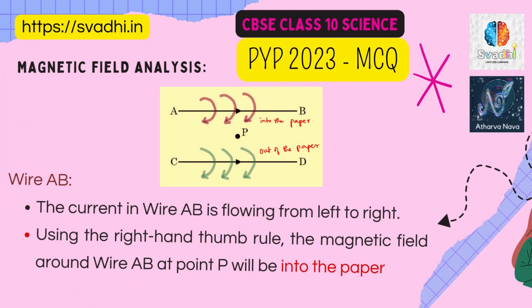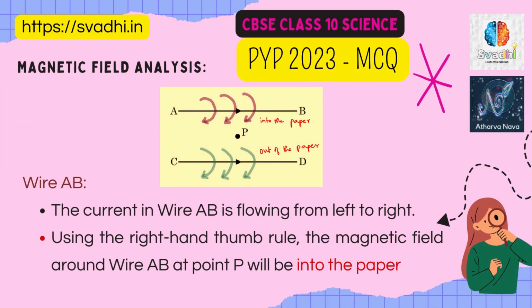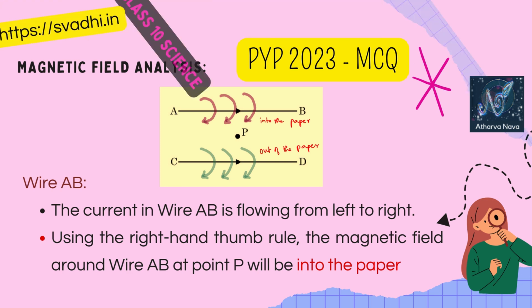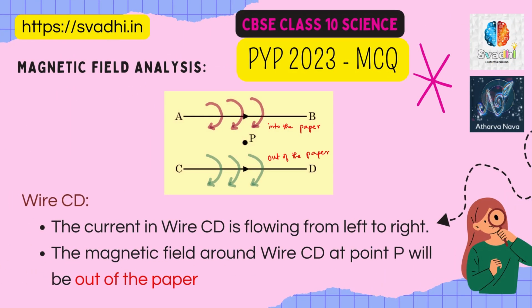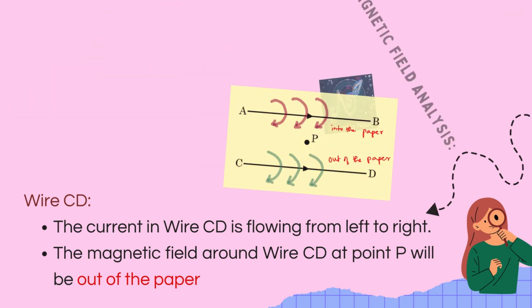Wire AB. The current in wire AB is flowing from left to right. Using the right-hand thumb rule, the magnetic field around wire AB at point P will be into the paper. Wire CD. The current in wire CD is flowing from left to right. The magnetic field around wire CD at point P will be out of the paper.